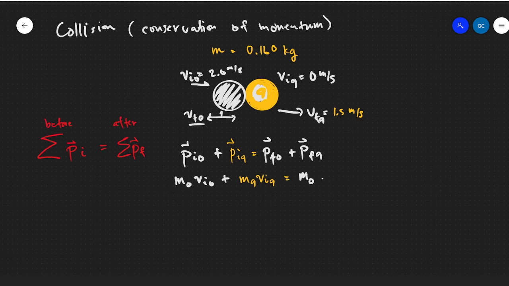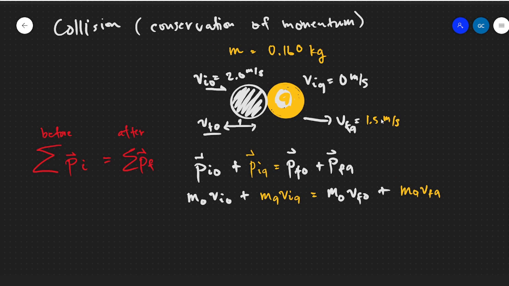hindi naman magbabago. We'll have here the final velocity of our cue ball, plus the final momentum of our 9 ball, which is equal to its mass 9, VF9. Okay, so in here, we just need to substitute all of our values to this equation para makuha natin yung ating final velocity. And in here, actually makikita na natin mamaya kung ano yung magiging direksyon ng velocity na yan mismo. So let me just plug in all of the values.